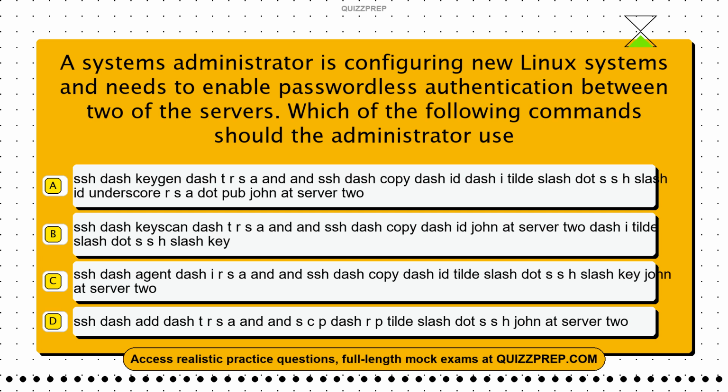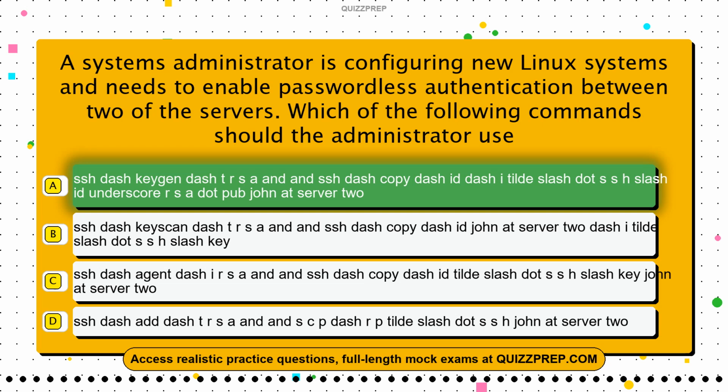Option A, ssh-keygen -t rsa and an ssh-copy-id -i ~/id_rsa.pub john@server2. Option B, ssh-keyscan -t rsa and an ssh-copy-id john@server2 -i ~/.ssh/key. Option C, ssh-agent -i rsa and an ssh-copy-id ~/.ssh/key john@server2. Option D, ssh -a -t rsa and an scp -rp ~/.ssh john@server2.